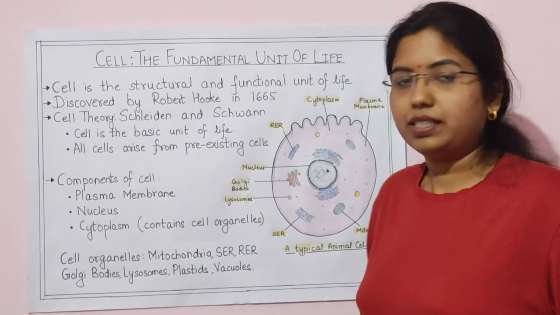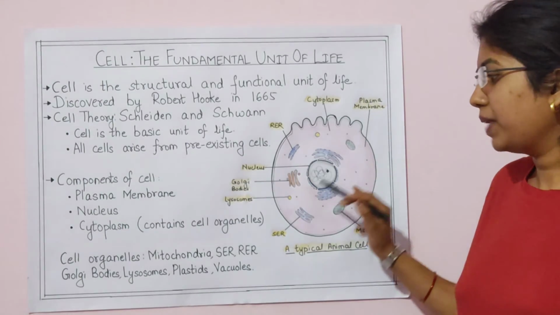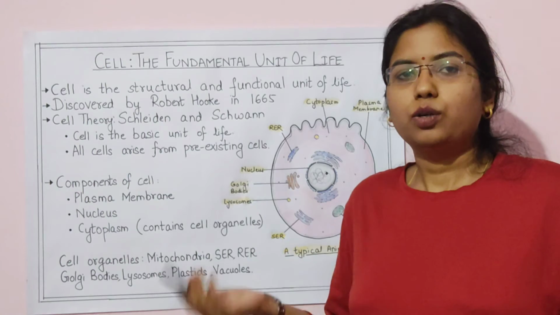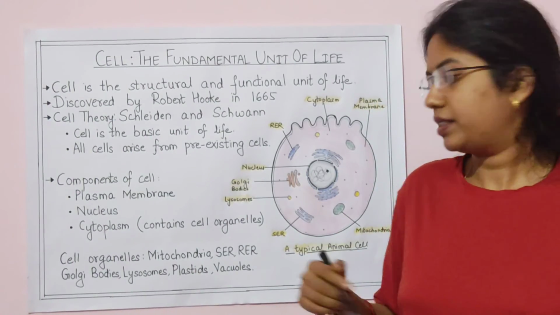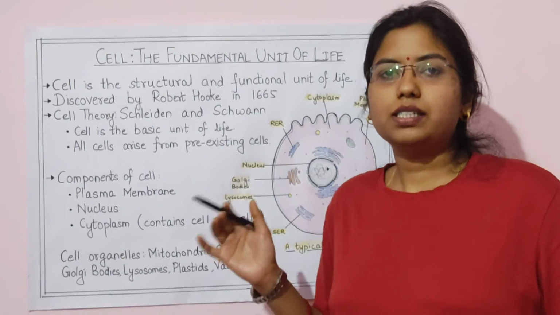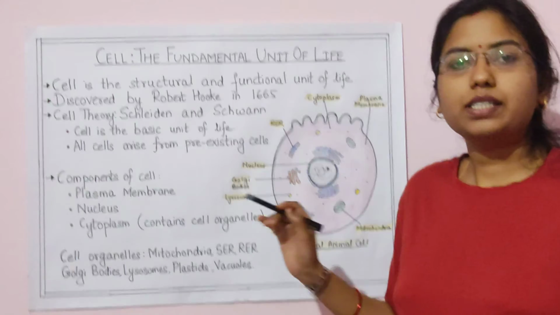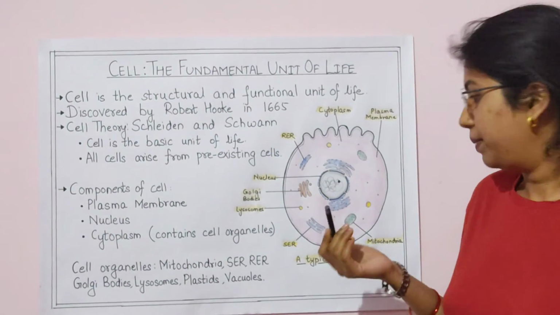The next one is plastids. Plastids are present in the plant cell. These plastids are of two types, chromoplast and leucoplast. Chromoplasts are colored plastids and leucoplasts are colorless plastids. So the chloroplast is a kind of chromoplast. Chloroplast contains chlorophyll, which is responsible for photosynthesis in plants.